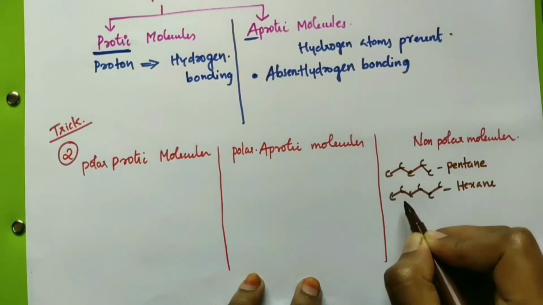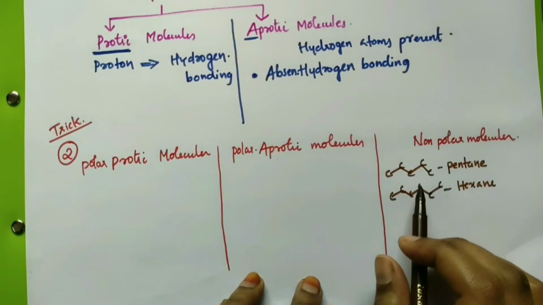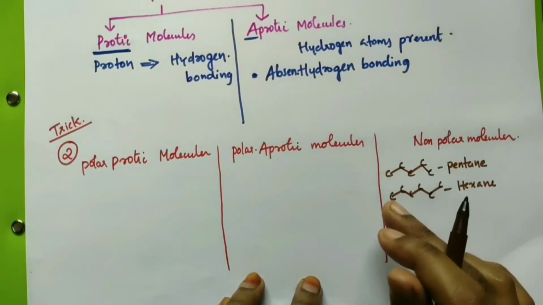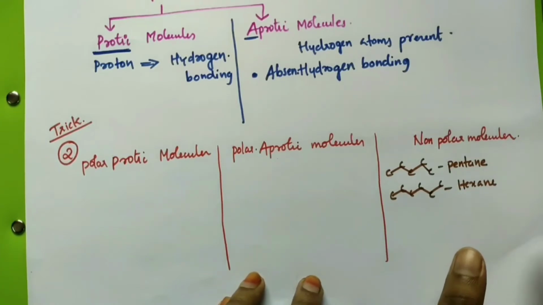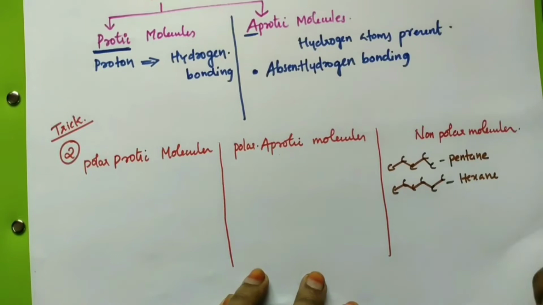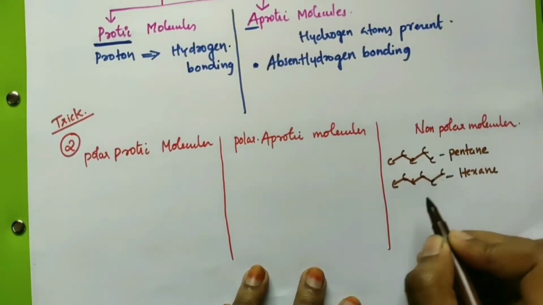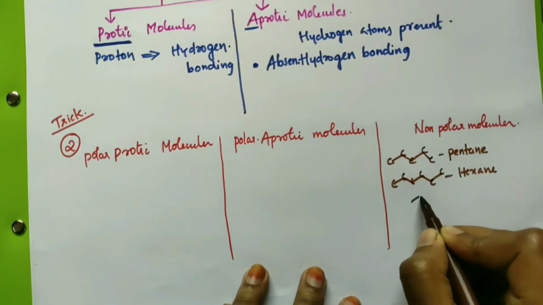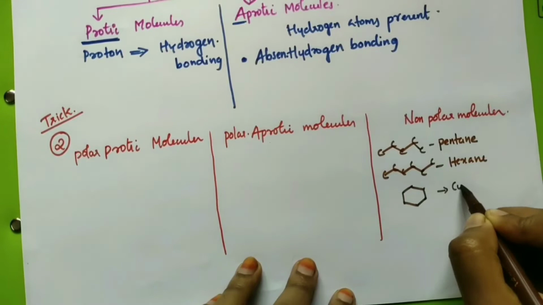All these are carbon, that is an alkane. Alkanes are a part of non-polar molecules. Not all alkanes are a part of non-polar molecules. Just consider these two, which we generally use more. Now this is 6 carbon, and I am drawing this 6 carbon as a closed ring. Now this is cyclohexane.